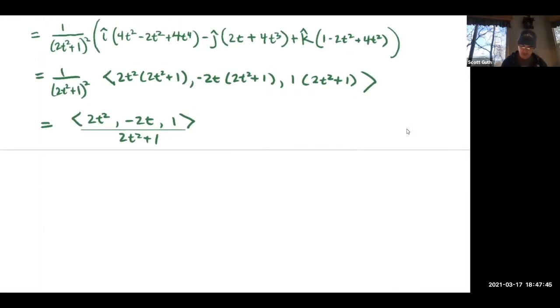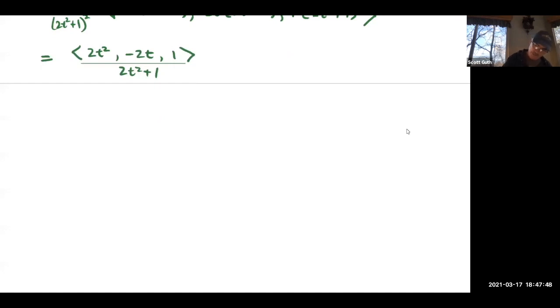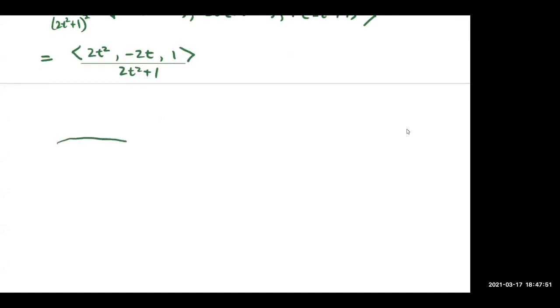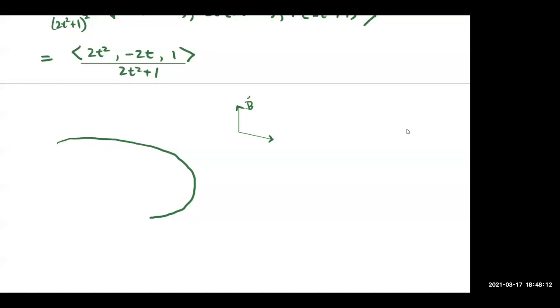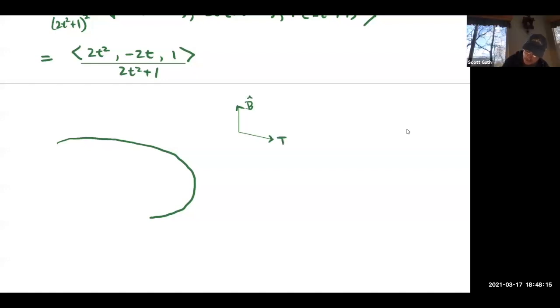Okay, so all I want to do here is give you a sense of what this is constructing. You've got this curve. I think I'm going to draw the frame, what they call the TNB frame, first. So I'll have this be my tangent, this is going to be B, this is going to be T, and then N is supposed to be perpendicular to both of those, like that.